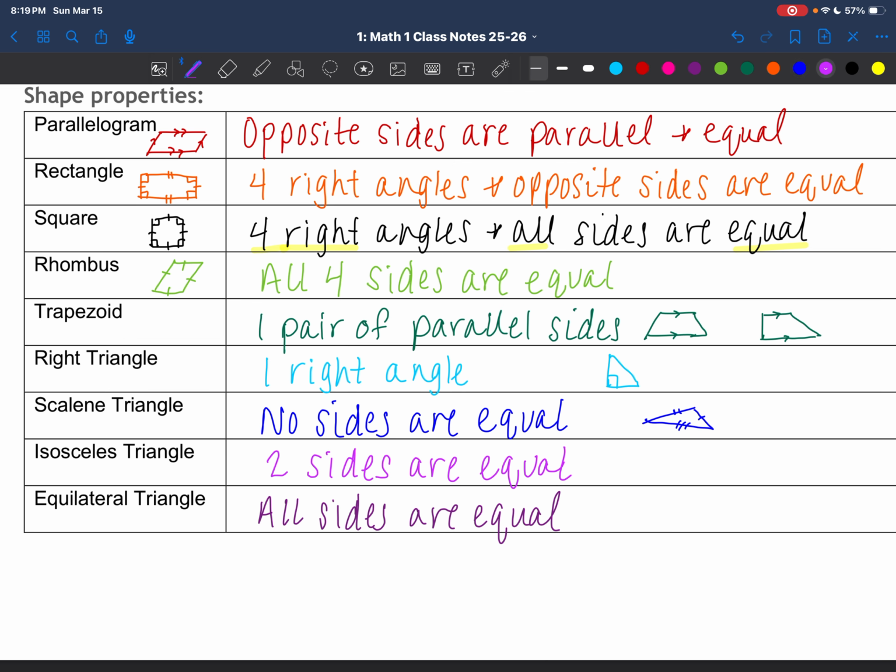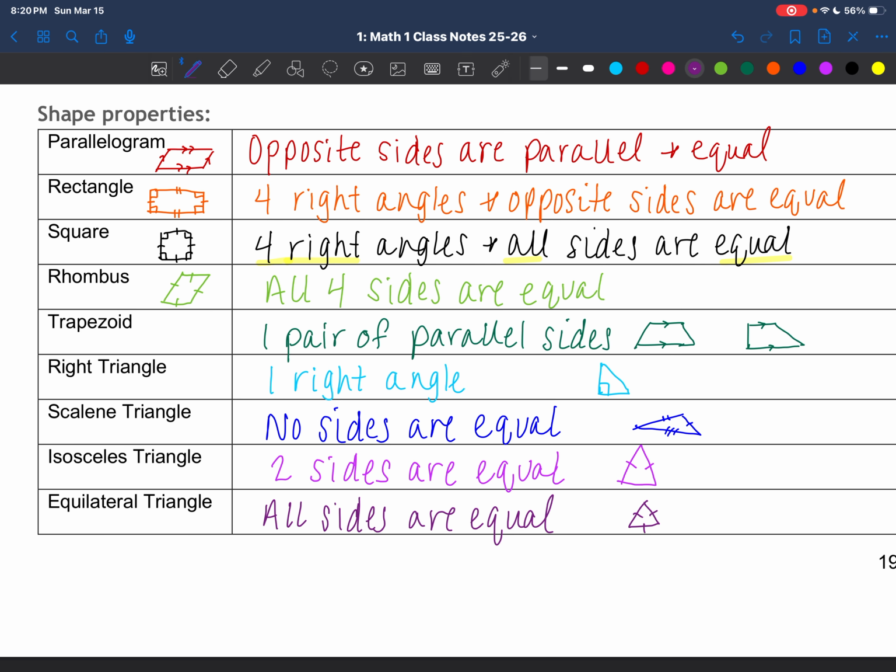All right, and for isosceles, I've got a line here, a line here. Oh wow, that looks like an equilateral. That's okay. We're gonna go with it, guys. All right, so 2 sides are equal, and it doesn't say anything about the 3rd side. All right, and then for equilateral, all sides are equal. Not too bad. Okay, so go ahead, make sure you copy those down.